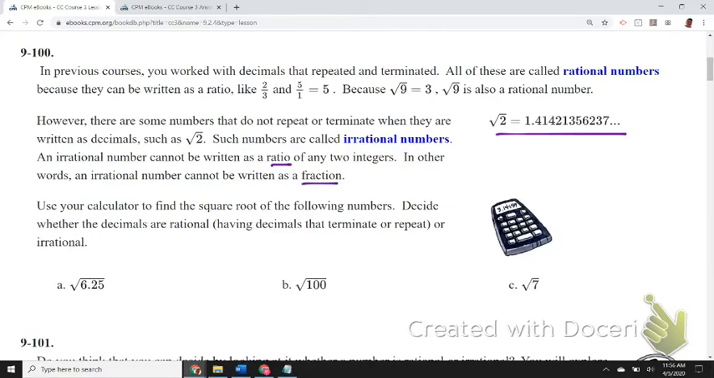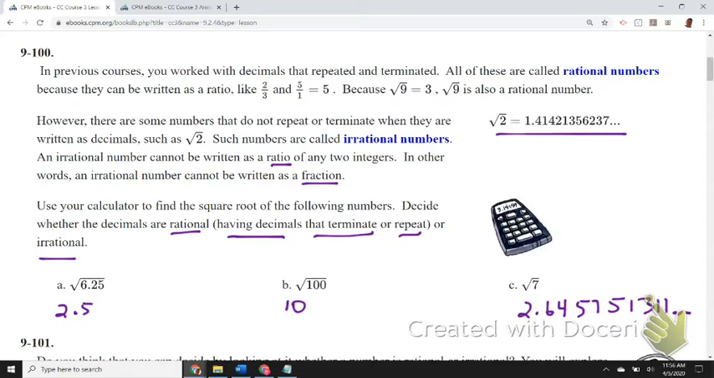Use your calculator to find the square root of the following numbers. Decide whether the numbers are rational, which have decimals that terminate or repeat, or irrational. Pause the video right now to grab a calculator and find your answers to A, B, and C and write down if they are rational or irrational. Alright, welcome back. And let's take a look at the results here.